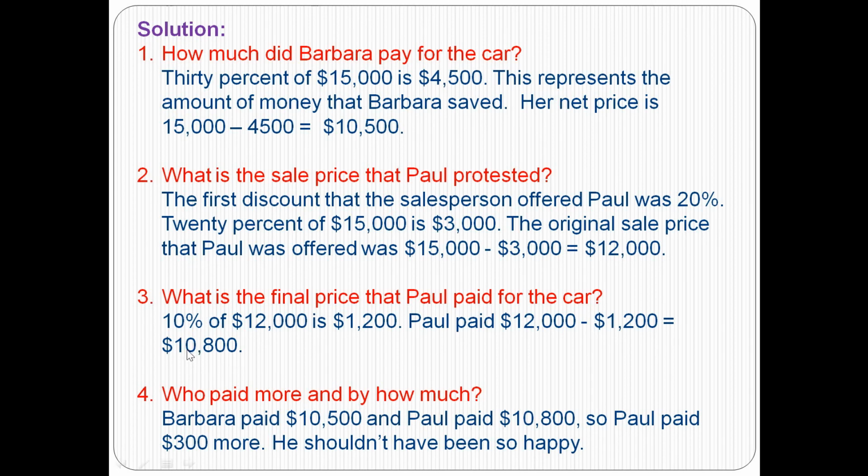Paul paid 10,800. Barbara paid 10,500. That means Paul has paid more. He actually paid $300 more.